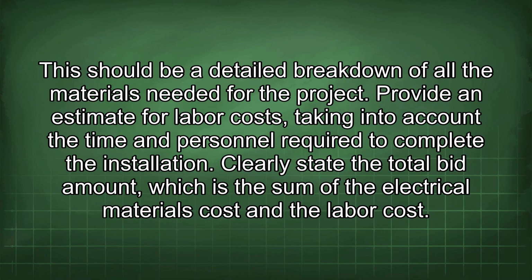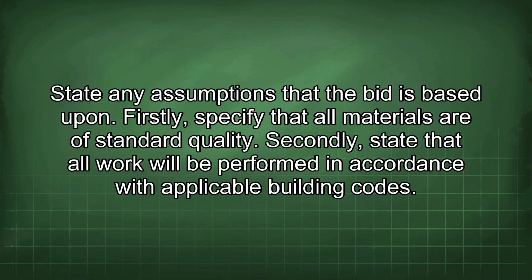Provide an estimate for labor costs, taking into account the time and personnel required to complete the installation. Clearly state the total bid amount, which is the sum of the electrical materials cost and the labor cost. State any assumptions that the bid is based upon. Firstly, specify that all materials are of standard quality. Secondly, state that all work will be performed in accordance with applicable building codes.